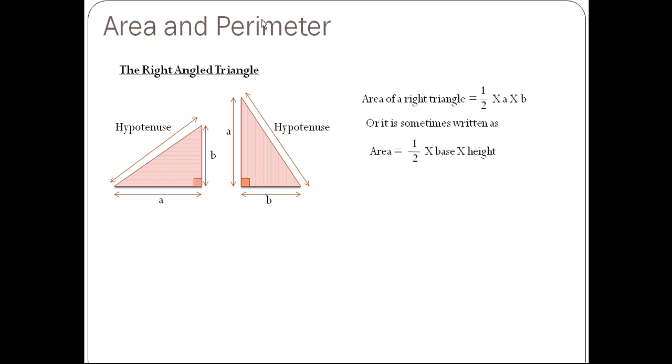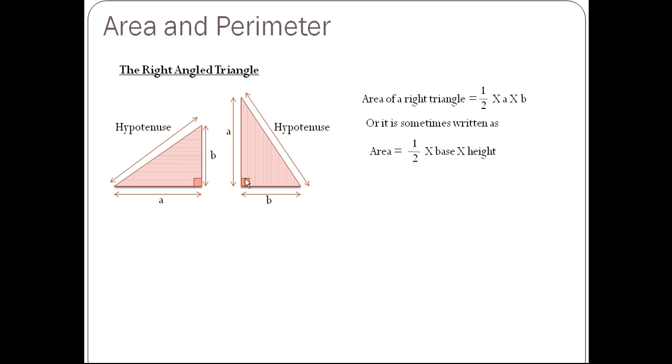As long as you multiply the two sides that are not the hypotenuse, the other two sides, just multiply these two sides together and divide it by 2. You will get the area of the triangle, the right-angled triangle.